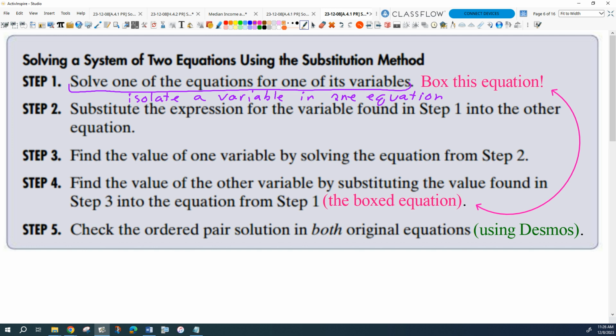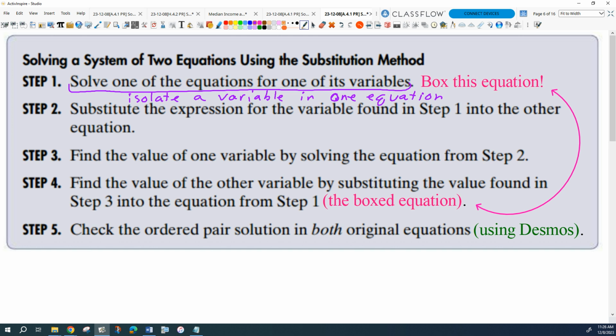Now we're only going to do this if it's easy to do. Otherwise, we're going to go to plan B and we're not going to use substitution. So what does that mean? It's easy to do if one of the variables has a coefficient of either 1 or -1. There's no other number in front of the variable other than 1 or -1. If you have a coefficient that's different than that, don't even bother.